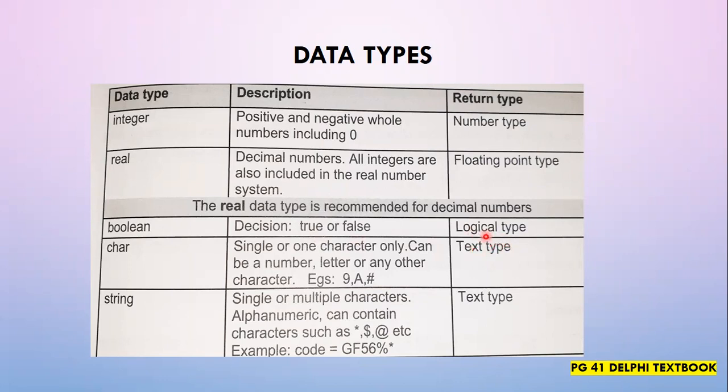They are logical types. Chars, single or one character only, can be a number, letter, or any other character. So it can be a number, a letter, or a character, and it's always going to be of type text. Strings, this can be single or multiple characters. It can be alphanumeric, can contain characters. An example would be GF56 percent star. So all of this is going to read as text.